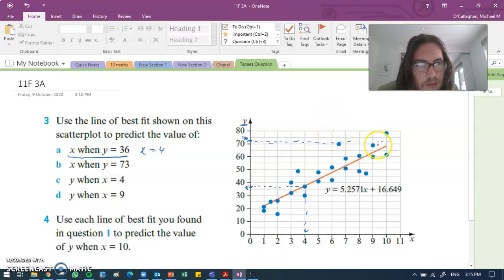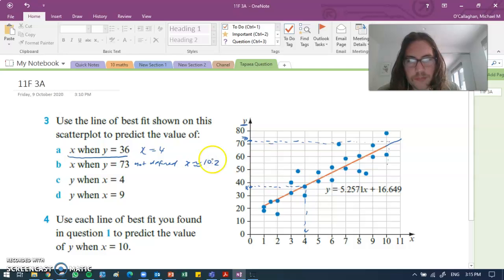So in this case, I would say not defined. Or if you wanted to, you could extend the line of best fit out like that and approximate it. Okay, so about 10.2. But in this case, the line is not defined there, so I would write that as an answer.